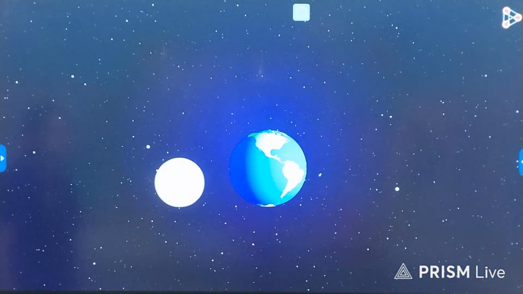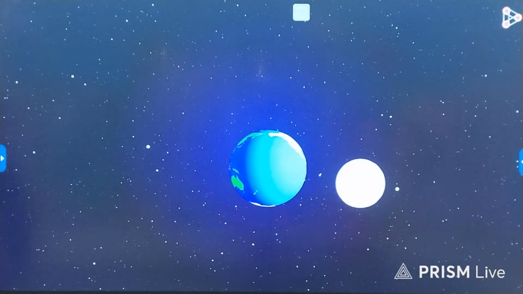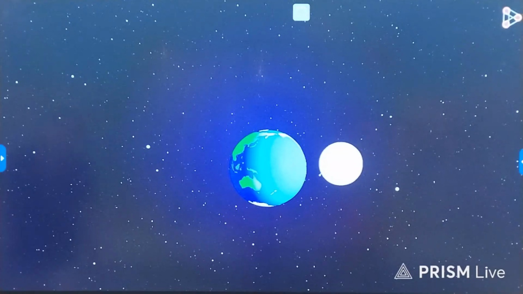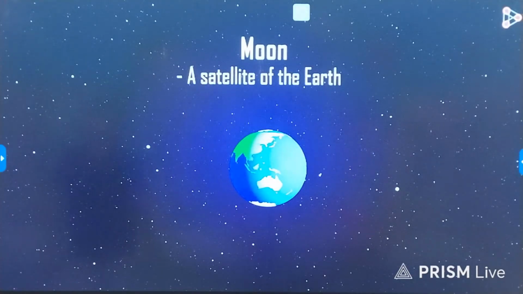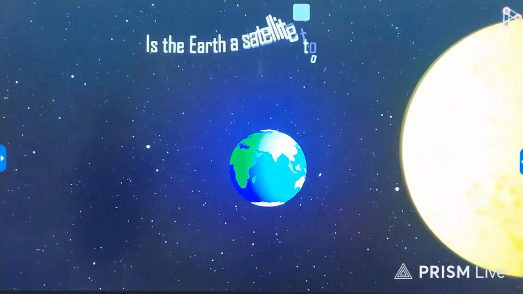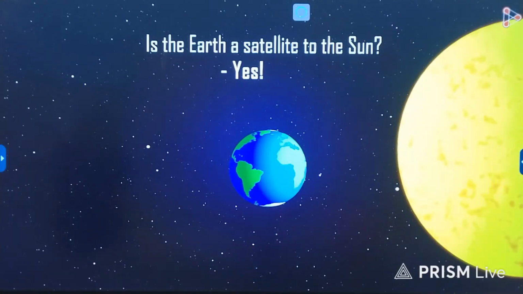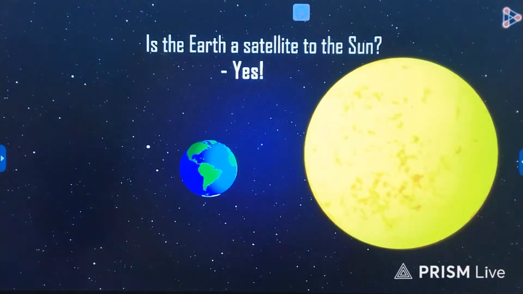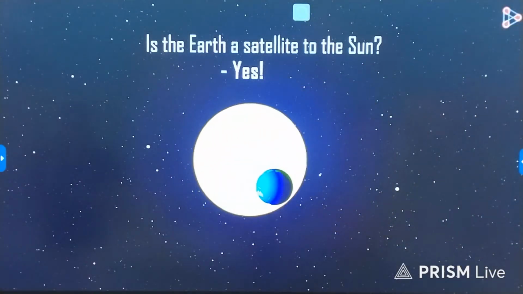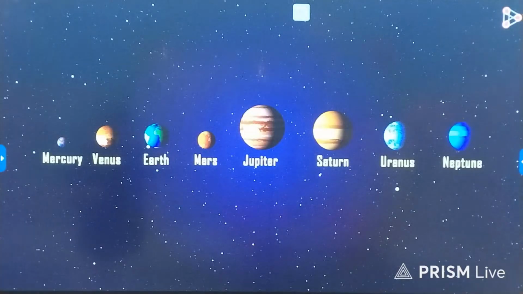A satellite is a celestial body revolving around another celestial body. Since the moon is traveling around the Earth, we consider the moon to be a satellite of our Earth. Let me ask you a question now. Is the Earth a satellite to the Sun? If your answer is yes, then you're right. Since the Earth revolves around the Sun, the Earth is a satellite to the Sun. We shall now cover the different types of planets in the next lesson.